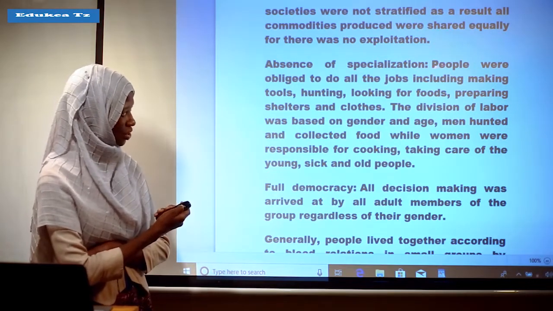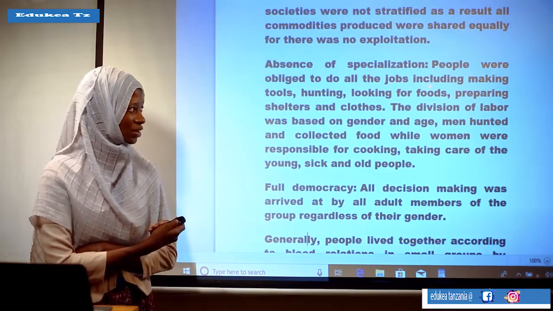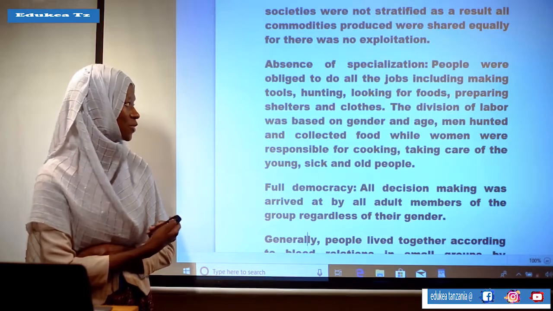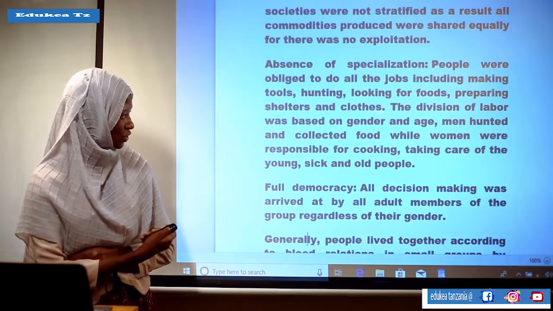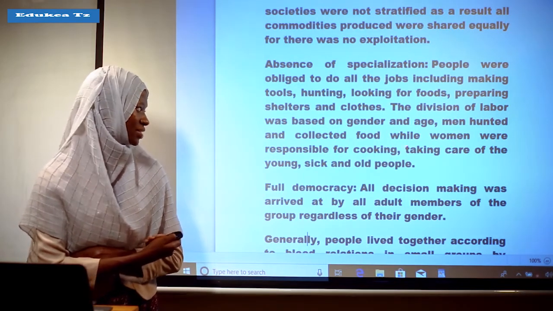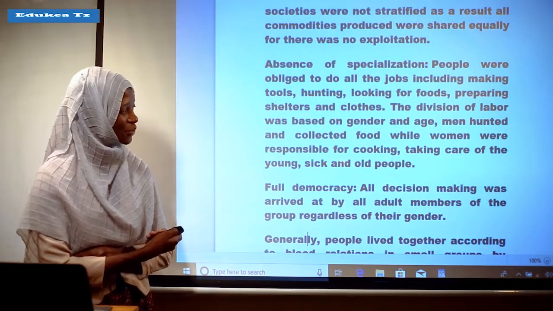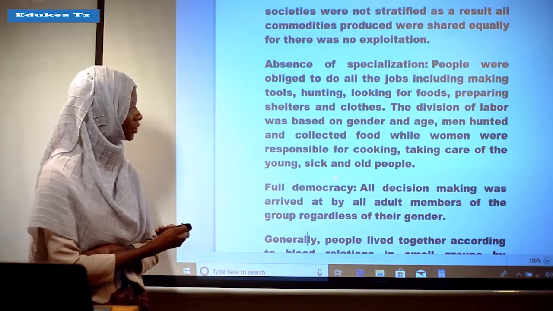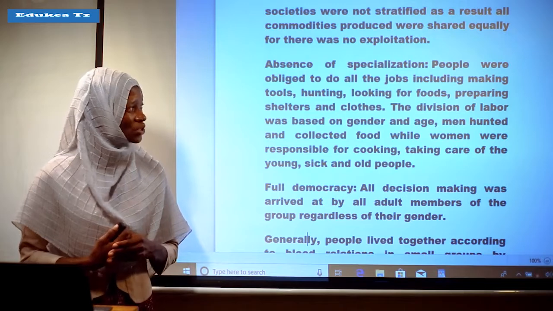absence of specialization. People were obliged to do all the jobs, including making tools, hunting, looking for food, and preparing shelters and clothes. The division of labor was based on gender and age. Men hunted and collected food, while women were responsible for cooking and taking care of the young, sick, and old people. There was no specialization.